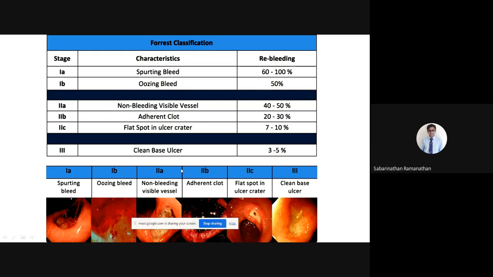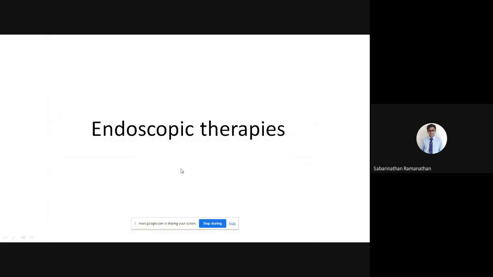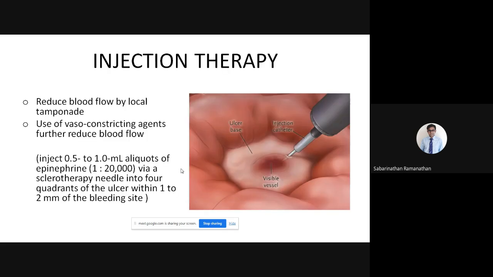Next we will see the various endoscopic therapies used in patients with UGI bleed. The basic one is injection therapy. It reduces the blood flow by the local tamponade effect, and the use of vasoconstricting agents further reduces the blood flow. We inject 0.5 to 1 ml aliquots of epinephrine diluted 1 in 20,000 via a sclerotherapy needle into 4 quadrants of the ulcer, within 1 to 2 mm of the bleeding site. This will cause a tamponade effect. This is called injection therapy.